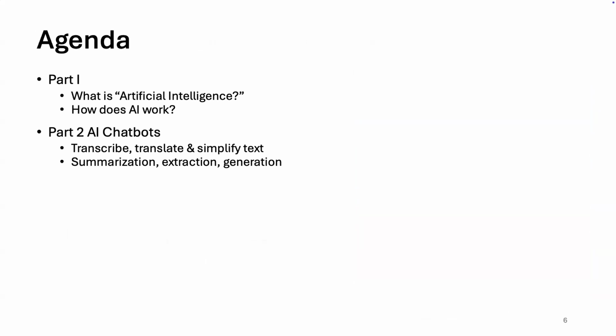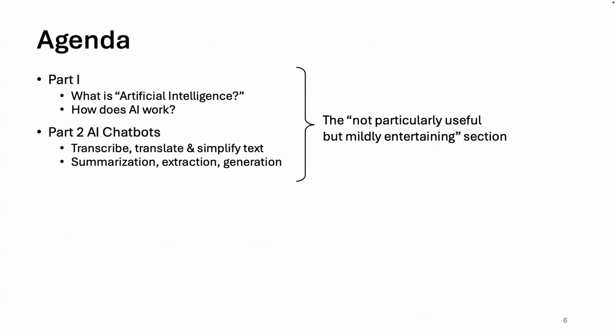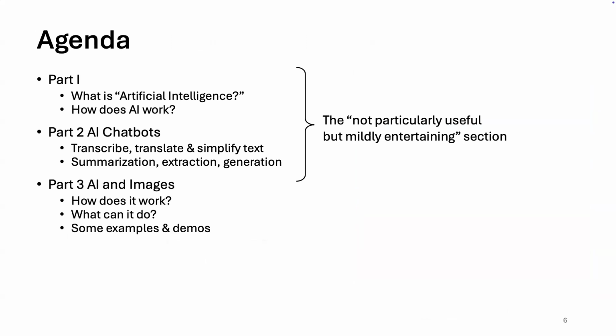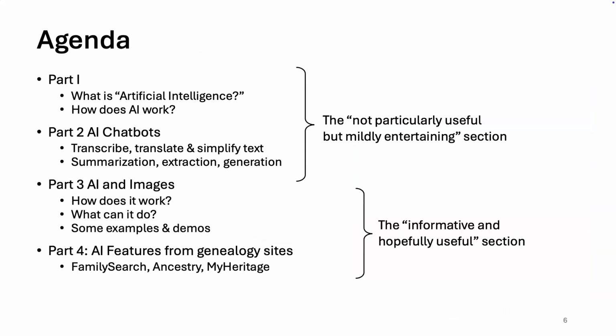I always try to break these presentations into two big sections. The first part is what I call the not particularly useful but mildly entertaining section, right? The point of that is you don't have to remember any of this. It's kind of background. It's how stuff works, not so much how you use it. The second part is the informative and hopefully useful section, where we're going to talk about how you can use AI to help your research.